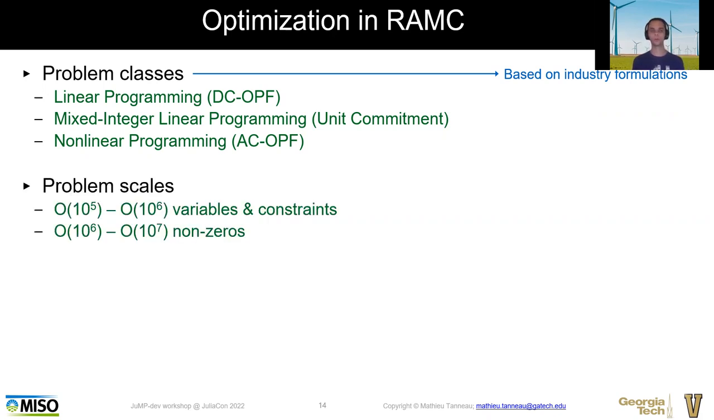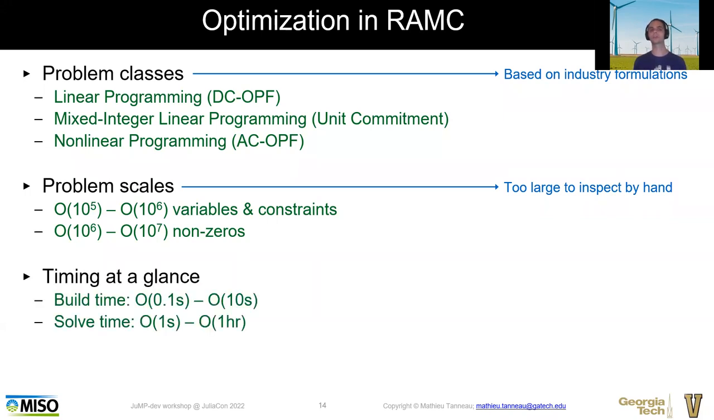The problems that we deal with have hundreds of thousands to millions of variables and constraints. They typically have millions to tens of millions of non-zero coefficients. These are just too big to inspect by hand if we ever need to do some debugging, which means if we get into that situation, we have to be able to do that programmatically.